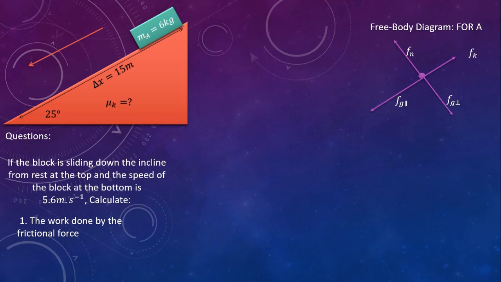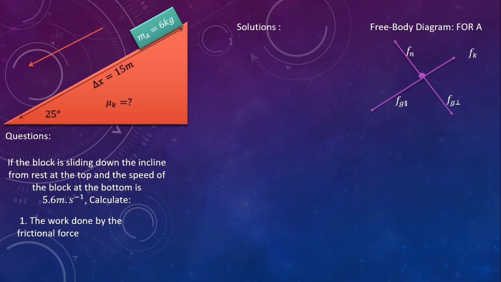But before we can use that theorem, we need to find this height, because what we are given is the distance of the incline. For us to use the work done by a non-conservative force, we need the height from the top to the bottom, the vertical height here. So we need to calculate that first.